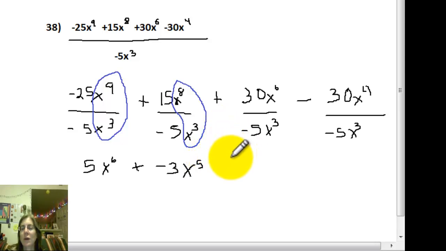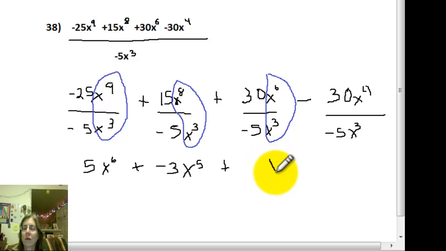And then we can bring down this plus. We will use our exponent rules again. X to the 6 minus 3, that's x to the 3rd. And then we will divide. 30 divided by 5 is negative 6. We have all these plus negatives. We're going to clean that up. And then we have a minus.